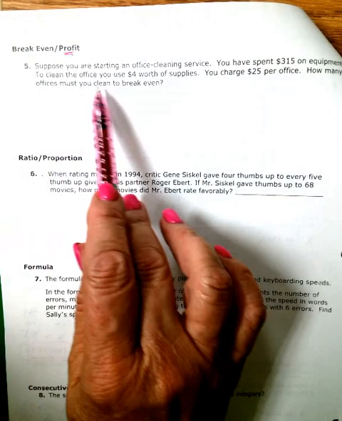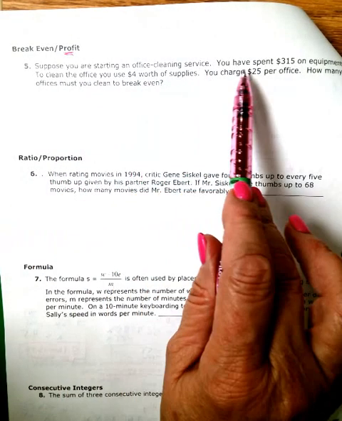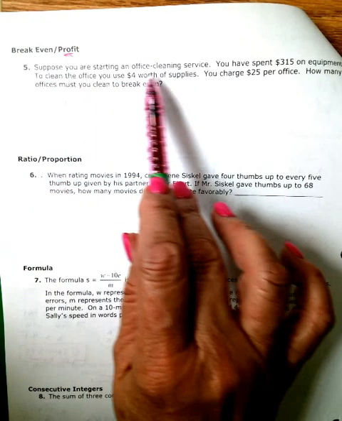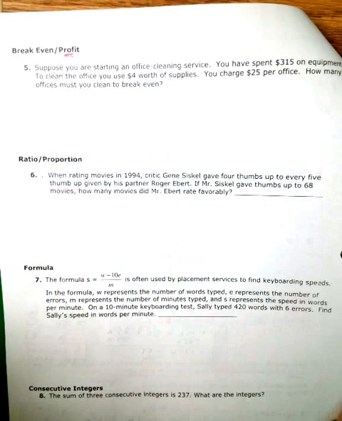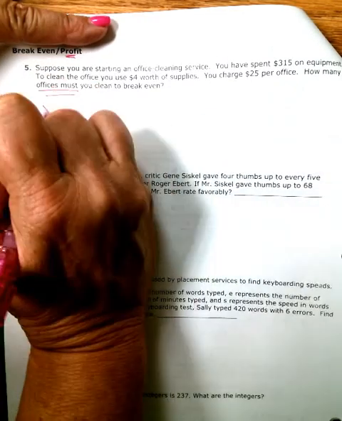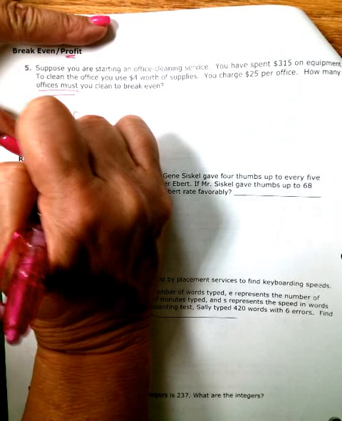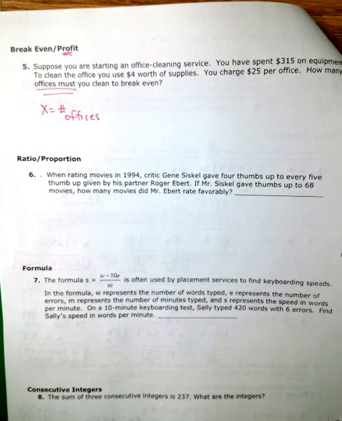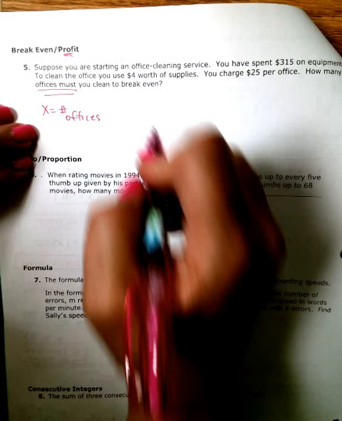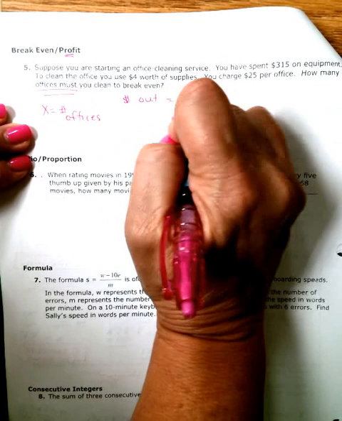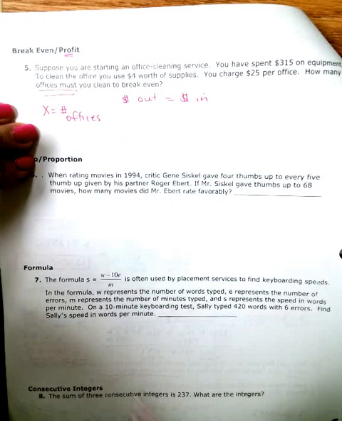Suppose you start an office cleaning service. You have spent $315 on equipment to clean an office and must use $4 worth of supplies. You charge $25 per office. How many offices must you clean? That's what I need to know. How many offices? So now we know that our money out has to equal our money in for us to break even and start making a profit.